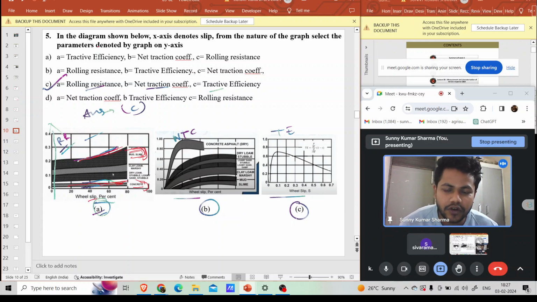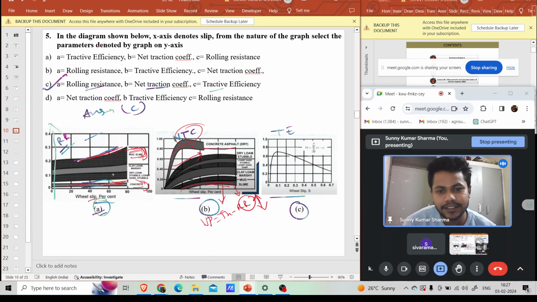Next is net traction coefficient, which is higher for concrete and lower for loose soil. The reason is also the same. In week 1, what we discussed is that pull is nothing but thrust developed minus rolling resistance. In loose soil, rolling resistance is higher, so we get less pull developed with respect to slip. And when the rolling resistance is very low, net traction coefficient will be higher. That is the fundamental here.